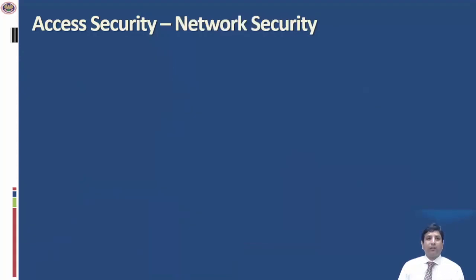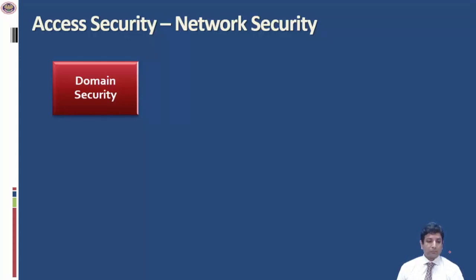The next important aspect of access security relates to the network. Within the network security layer, we look at the domain security. Domain security relates to the domain, which is a repository of all the objects in the network domain. This includes user objects, or it could include groups or access rights and permissions which are implemented at the domain level.